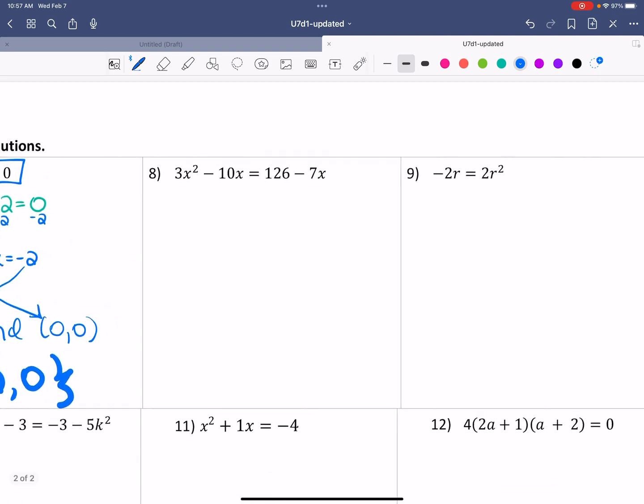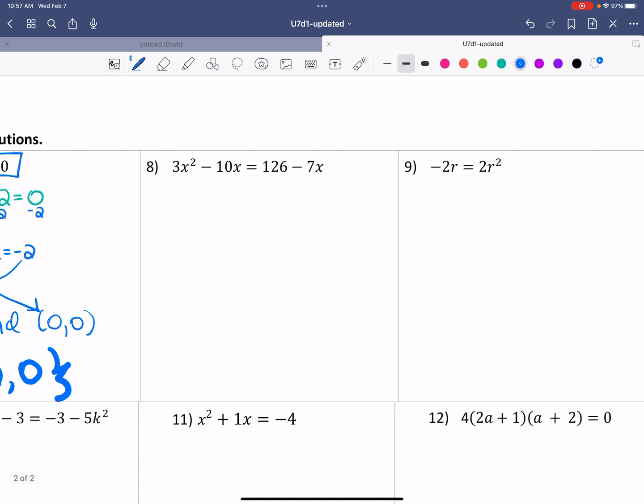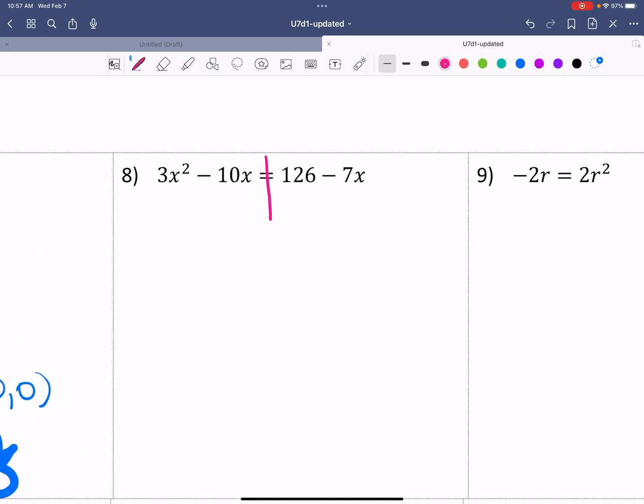So if you look at 8 and 9, they are not set equal to 0. And so in order to use that graphing method in Desmos, we do have to do a little bit of work ourselves. Nothing too crazy though. So you're going to find your equal sign. And remember, our goal is to make this equal to 0. So all we're going to do is opposites.